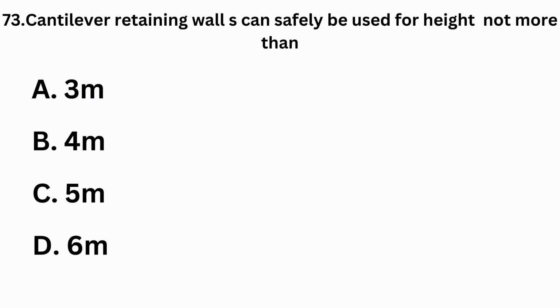73. Next question is, cantilever retaining walls can safely be used for height not more than: A. 3 meter, B. 4 meter, C. 5 meter, and D. 6 meter. The safe height for a cantilever retaining wall is D, 6 meter.